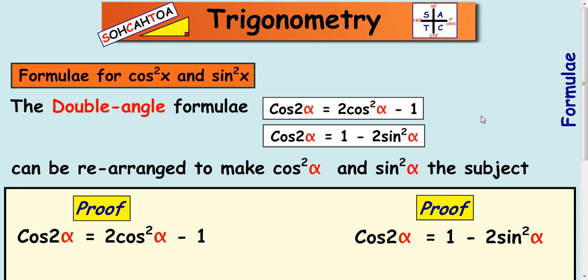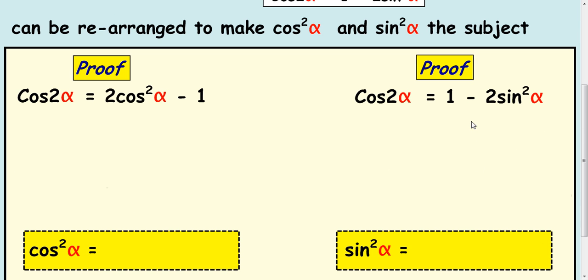In this lesson we're going to look at the double angle formula and look at how to rearrange it in terms of cos squared x and sin squared x. So we're going to look at a couple of proofs first. In this proof here we're going to rearrange to cos squared alpha.